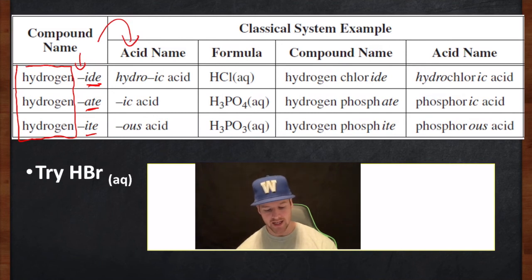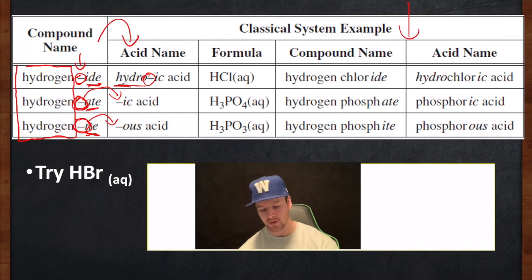If it ends with ide, you're going to put hydro, the same root word that we saw here, and then instead of just ide, ic acid. So if you had hydrogen chloride, it'd be hydrochloric acid. For the next one, ate just turns to ic acid. It's the same, but there's no hydro. So if you did hydrogen sulfate, that would be sulfuric acid. So it just takes the root from the sulfate, and puts sulfuric acid. And the last one, if it's ite, we just take the root word of that and put ous. So if it was nitrite, you would get nitrous acid.